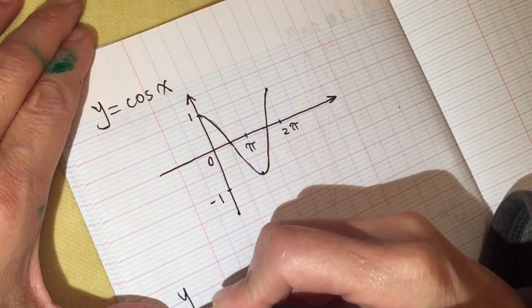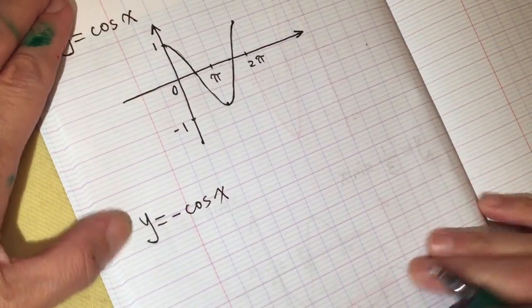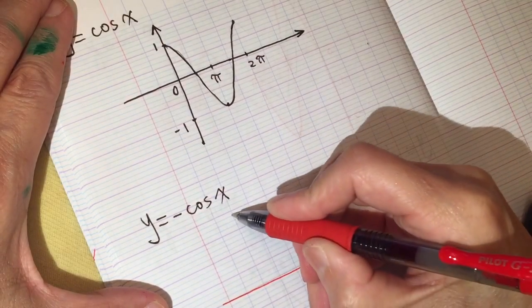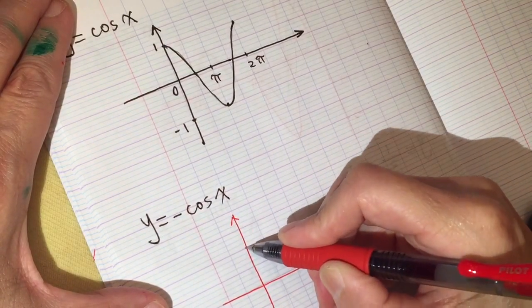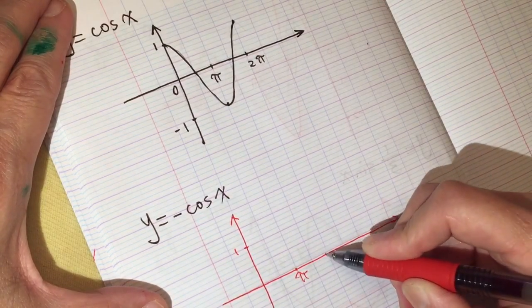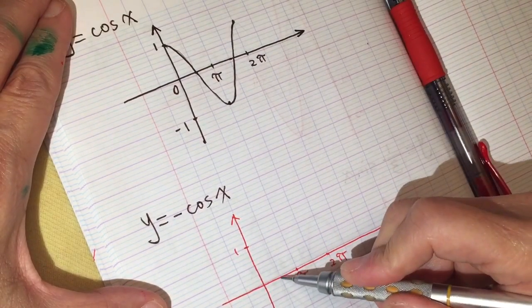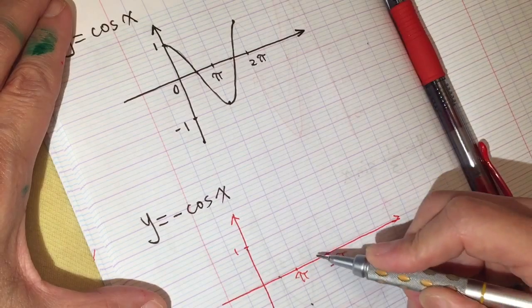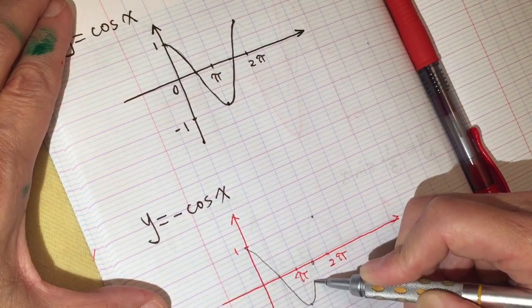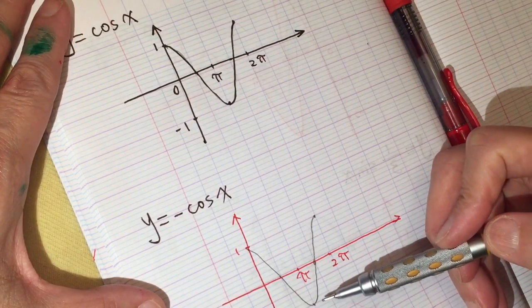How about if the teacher gives me y equal negative cosine x? So we start by drawing the standard form, 1, negative 1, pi, 2 pi, and the original form goes through this point, this point, this point, this point, this point, so that we can connect. And this is the original form.